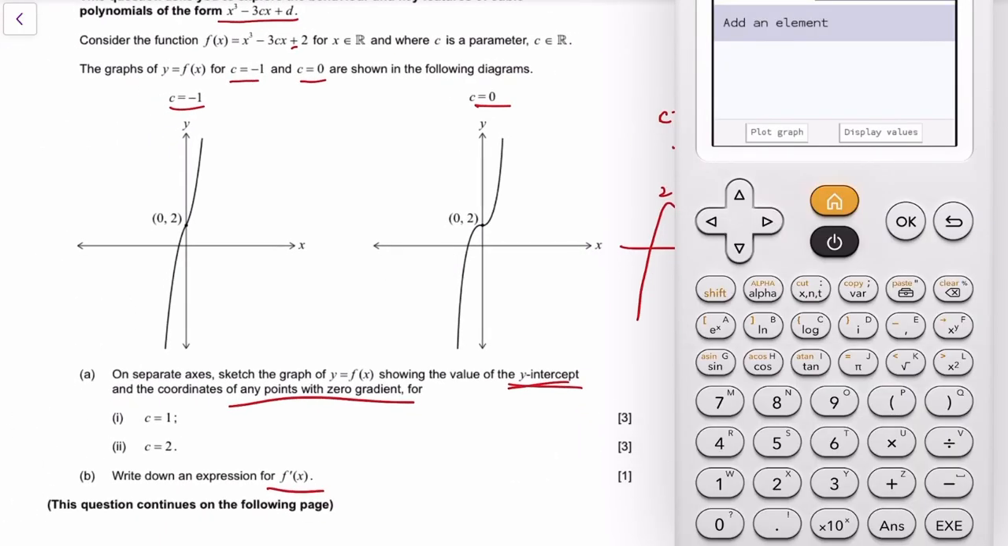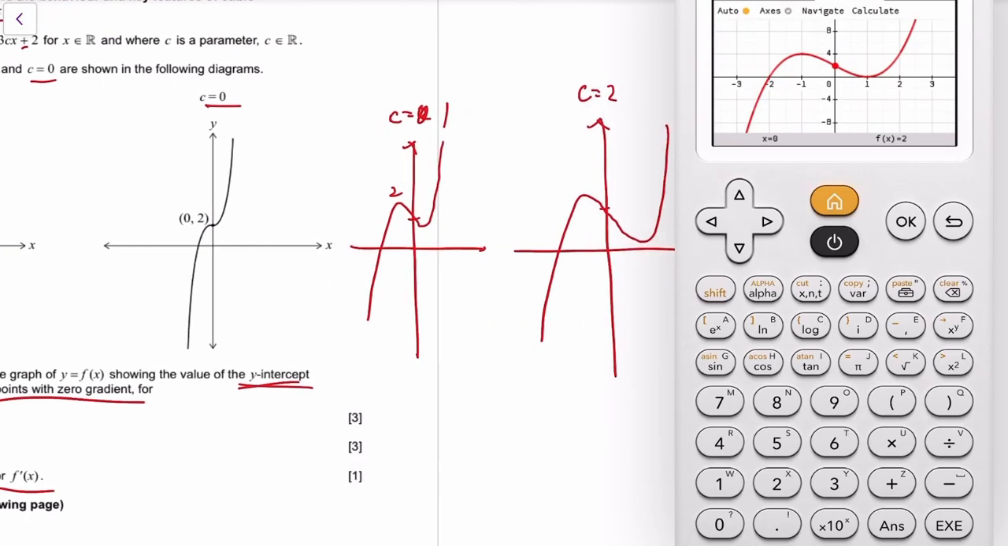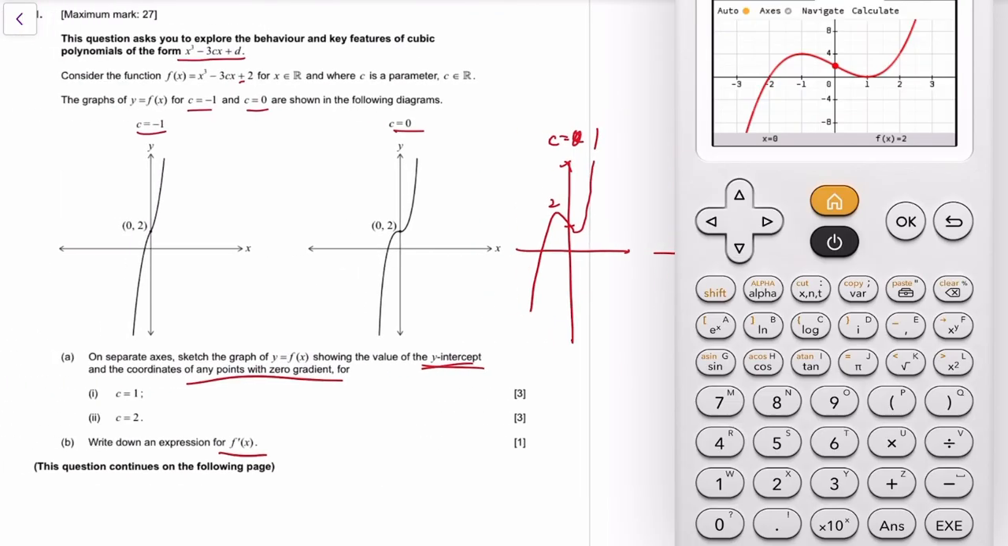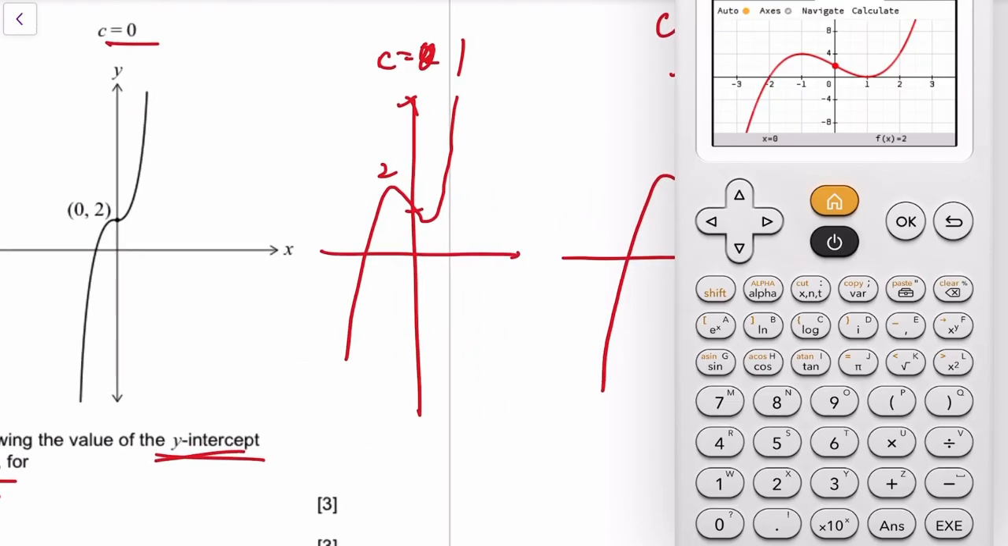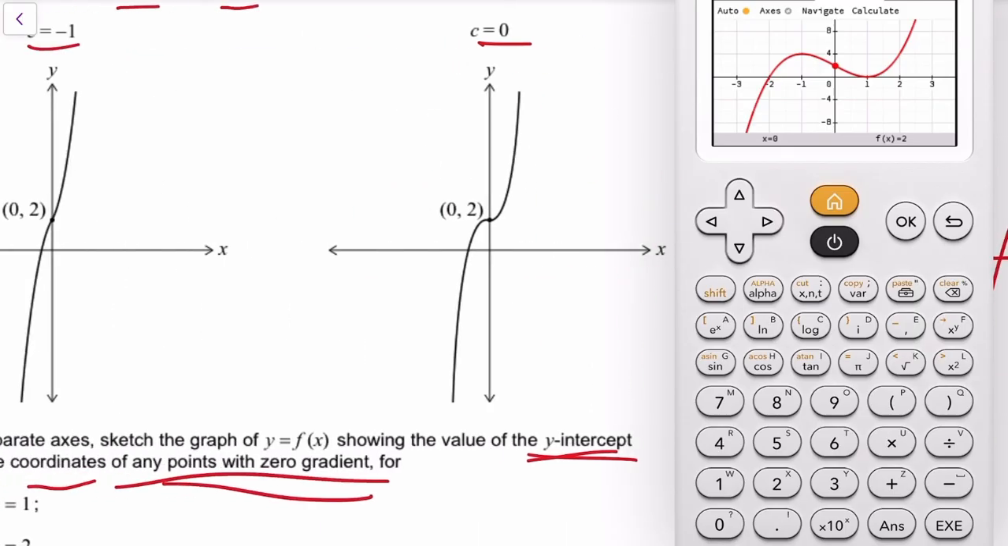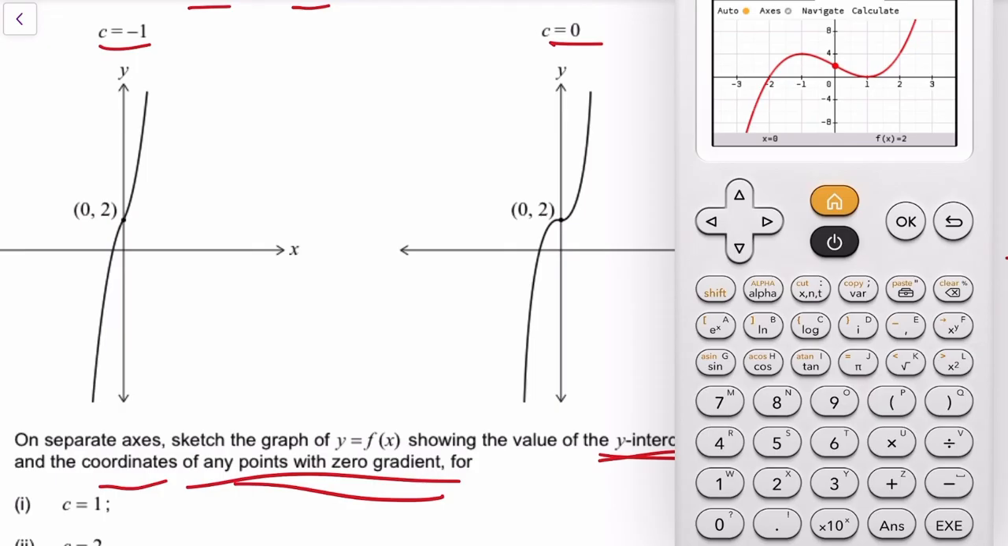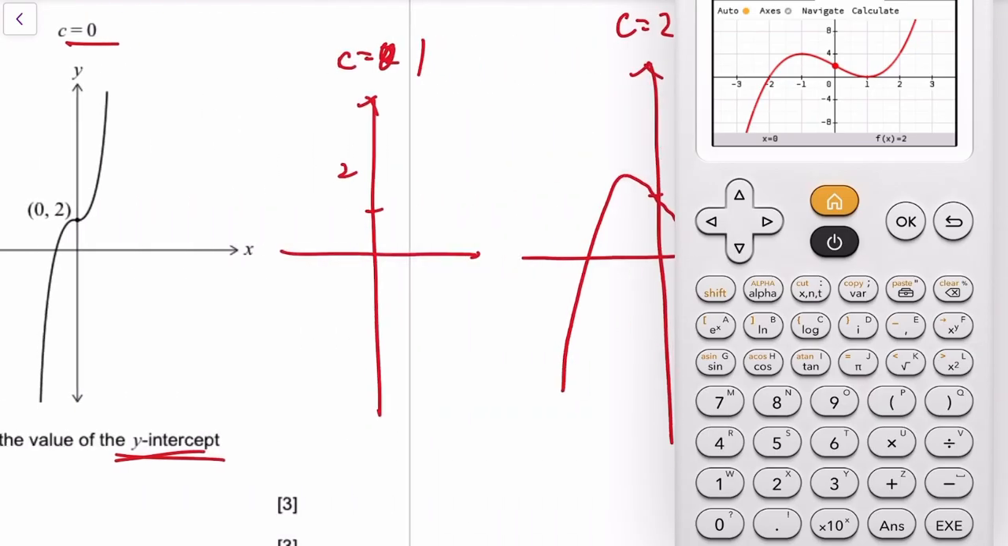So we have x to the power of 3 minus 3c, so minus 3x if c is 1, right, plus d is 2 now. Okay, plot it. Okay, turns out that's why we can find the coordinates of any point with 0 gradient, because basically the maximum and minimum, which there were none when c was -1 and 0, but now with c being 1, there seems to be a minimum when x is 1 and a maximum when x is -1.